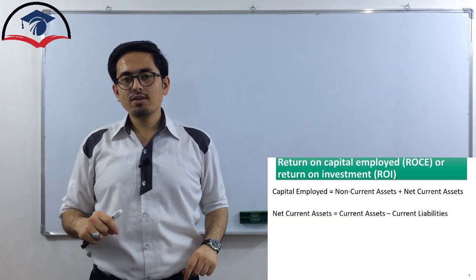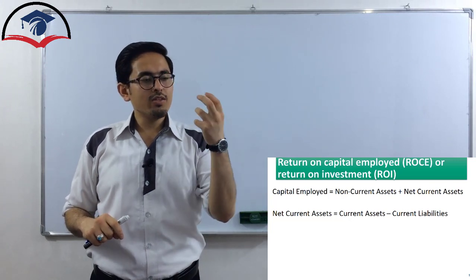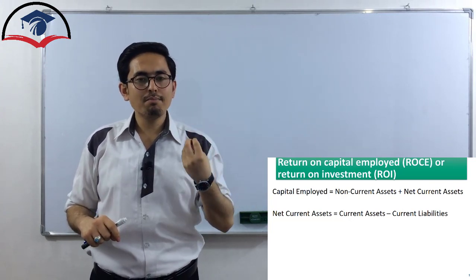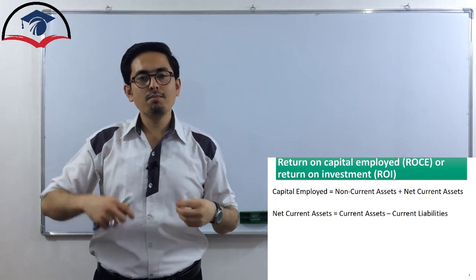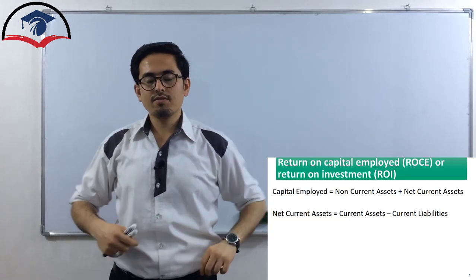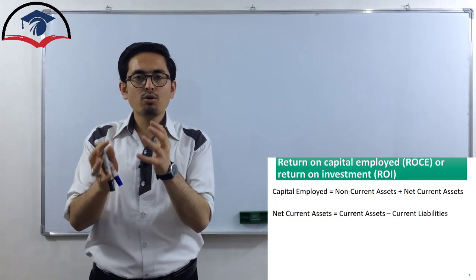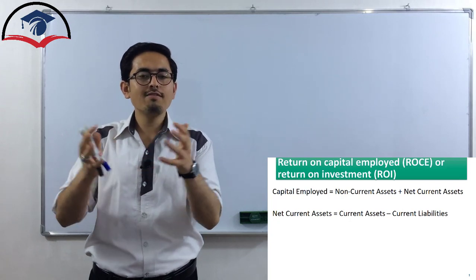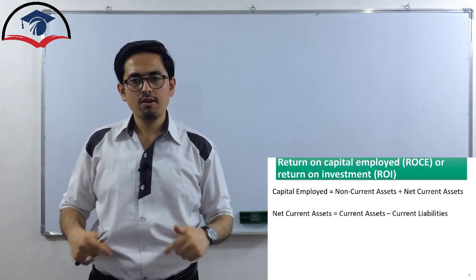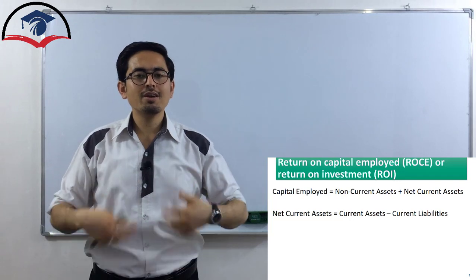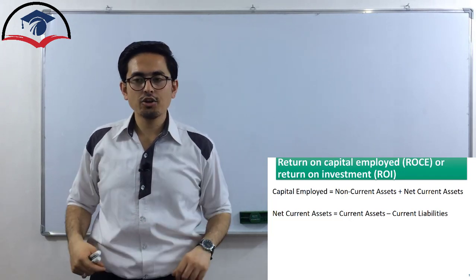What is net current assets? It is when we deduct the current liabilities of the business from the current assets of the business. Suppose I have a portion of assets whose life is expected to be less than 1 year, and it is easy to change it and make it liquid, to change it into cash.